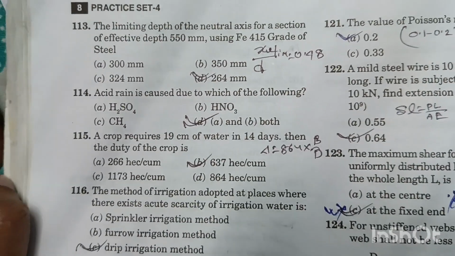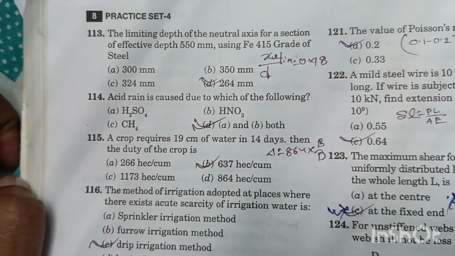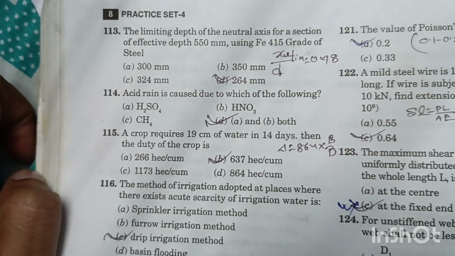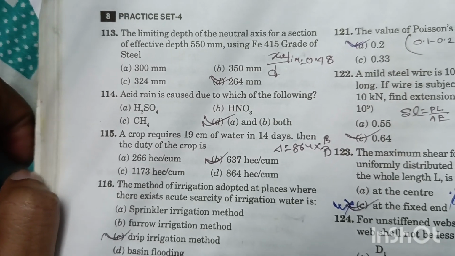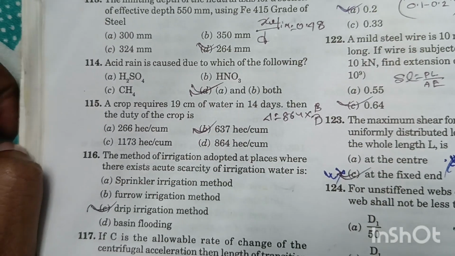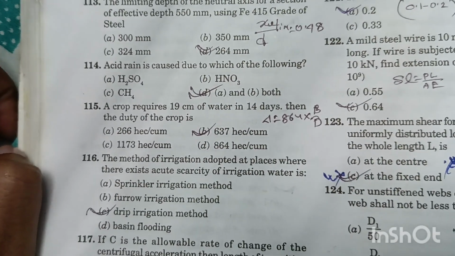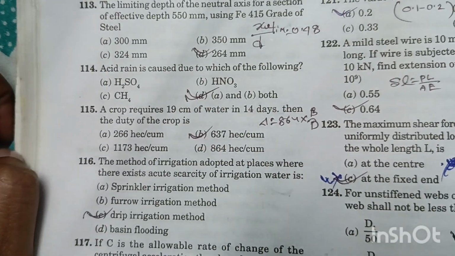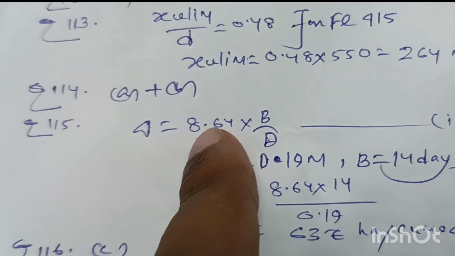Question number 114. Acid rain is caused due to which of the following? Sulfuric acid and nitric acid. Option A and B both are right. Option D is the right answer. Question number 115. A crop requires 19 centimeter of water in 14 days. Then the duty of the crop is, we know the relation, delta equals 8.64 B by D.